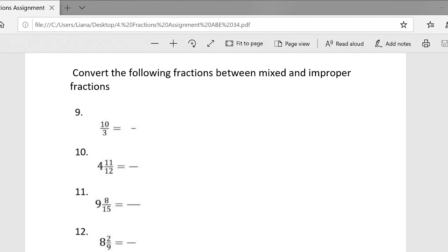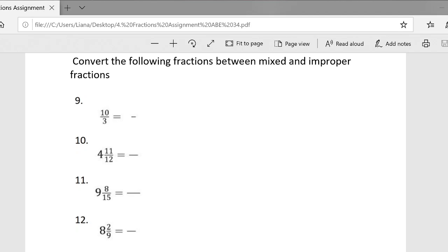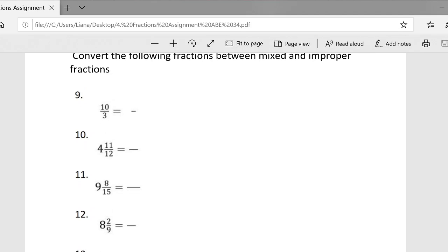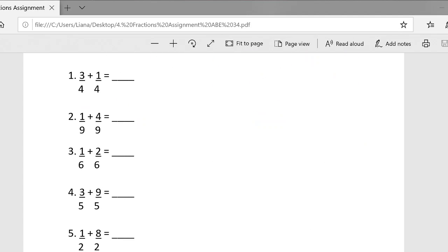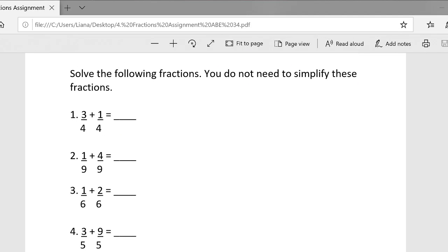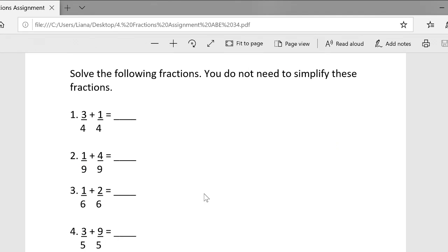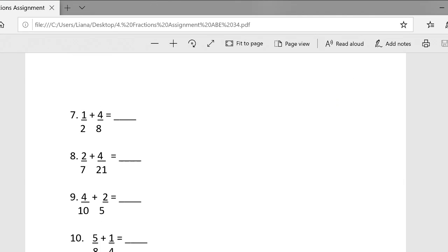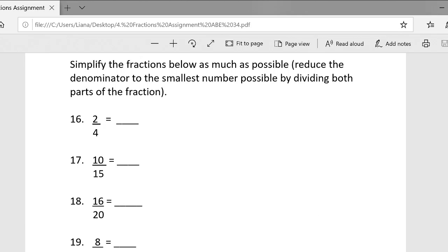A little bit of conversion here. Convert the following fractions between mixed and improper fractions. Again, that's something we're going to do a refresher on, but hopefully you would have learned it when you did ABE 1-2 or whatever course you did before this. Some stuff with equivalent fractions, and then finally adding and subtracting fractions, both like fractions and unlike fractions. Sorry about that. Again, we're going to go over some of that. And then finally simplifying fractions.